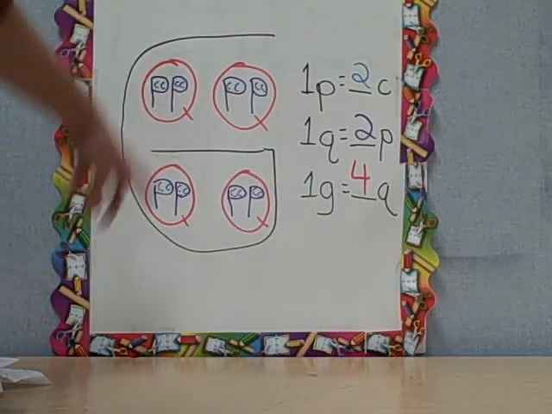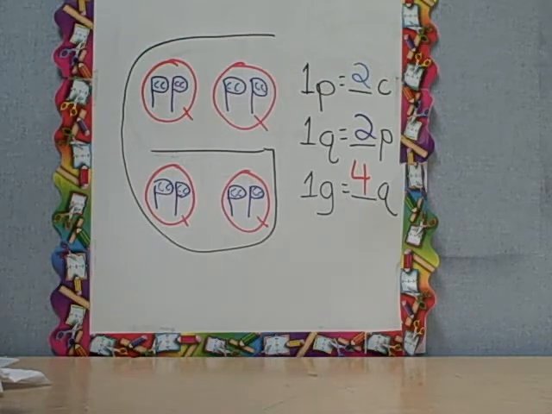Okay? So once you have this model in front of you, you can figure out all different types of measurements or calculations for customary capacity. So that's capacity. It helps with baking. It helps with all kinds of things in life.